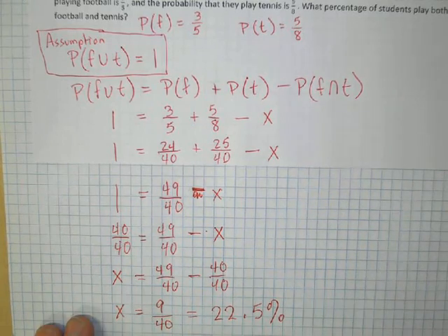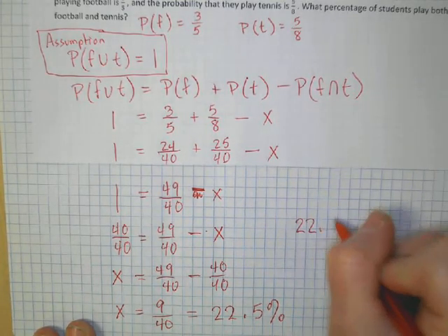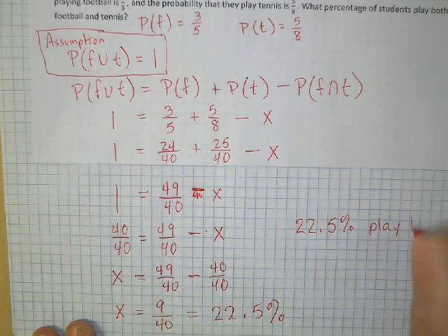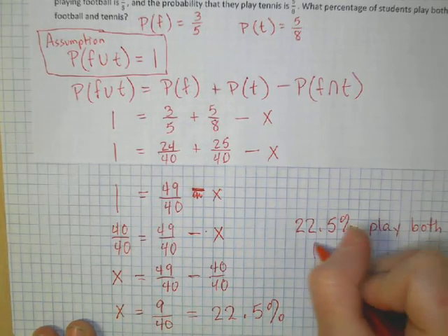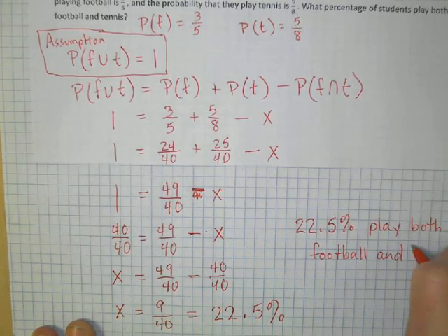Okay, so 22.5% play both football and tennis. Okay, and that would be of students who play either of them.